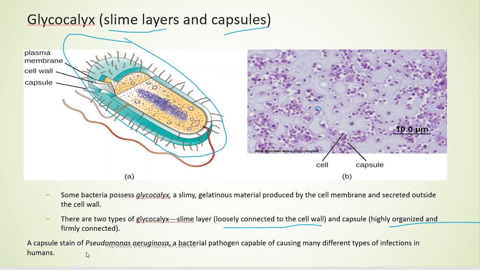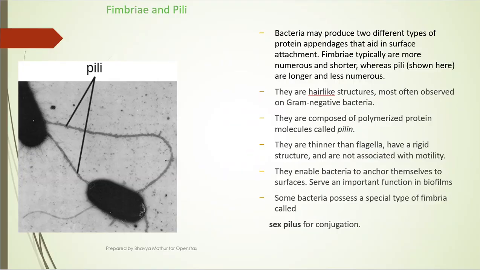Capsule stain of Pseudomonas aeruginosa. He's a bad guy. He's gram-negative, and he's got a capsule. That's pretty bad. He also gets involved in a lot of stuff. You'll see him a lot with burn patients or patients that have infections that came from water.